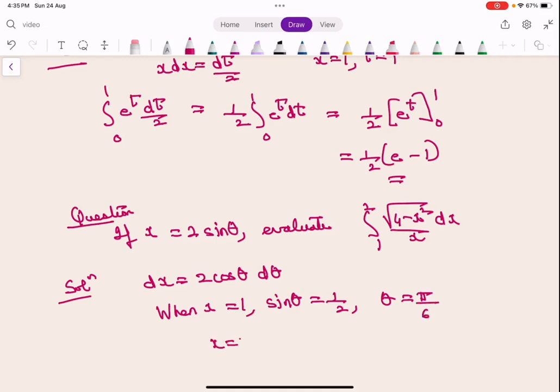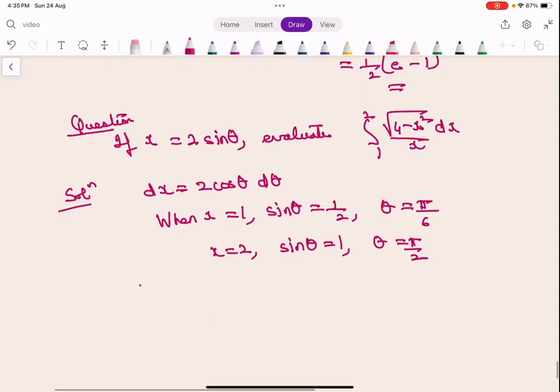When x is 2, sine theta becomes 1. And when is sine theta 1? When theta is pi by 2. So your integral reduces to integral pi by 6 to pi by 2 root 4 minus 4 sine square theta by 2 sine theta, 2 cos theta d theta.